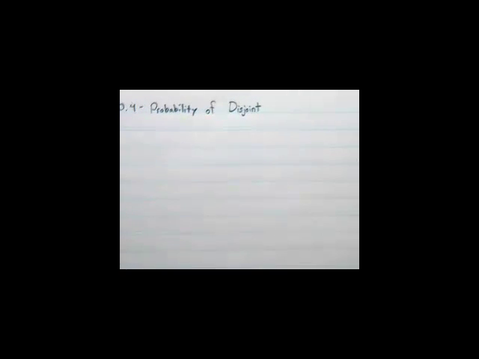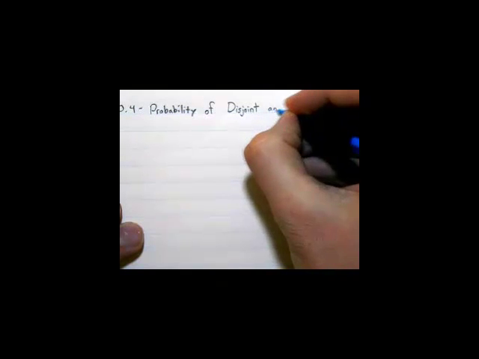All right, so we're talking about the probability of disjoint and overlapping events.